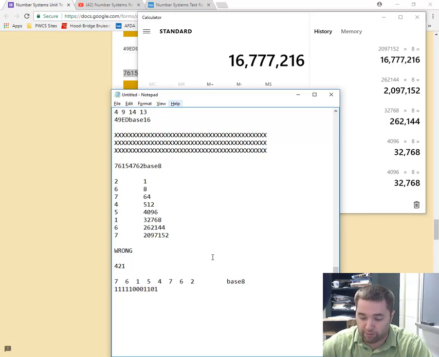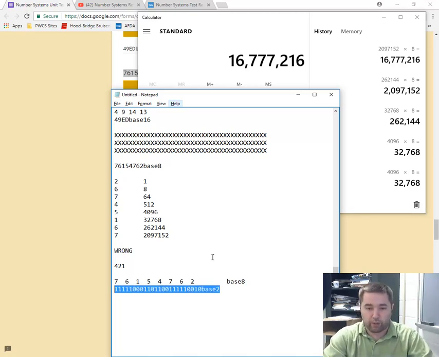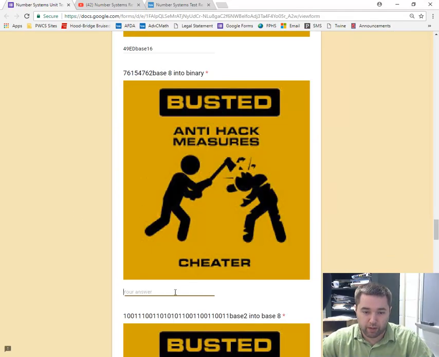5 is 1, 0, 1. 4 is 1, 0, 0. 7 is 1, 1, 1. 6 is 1, 1, 0. And notice how I put it so that 6 starts right here, and 7 starts right here, so that I know everything's lined up, and 2 is 0, 1, 0. Base 2. And we copy pasta, and boom, done.